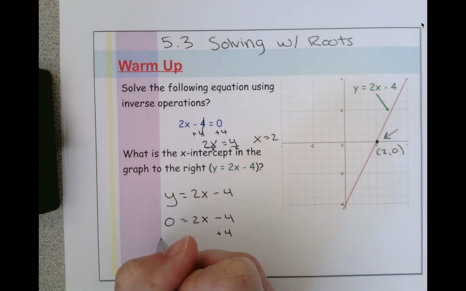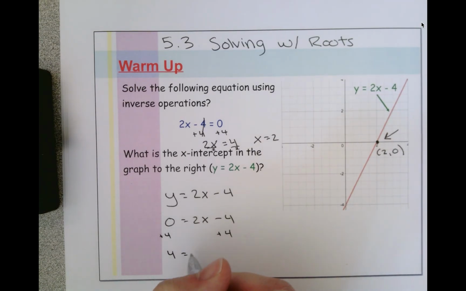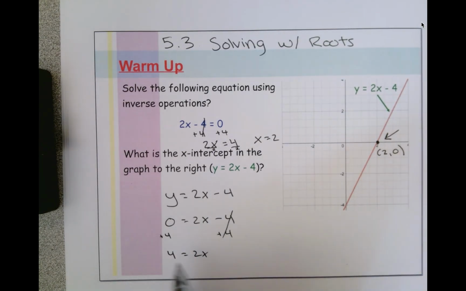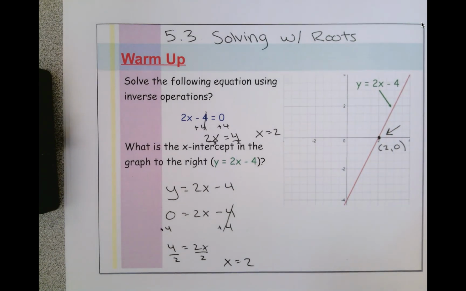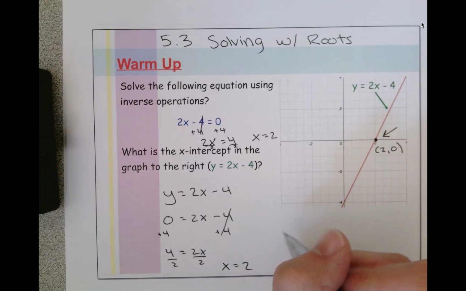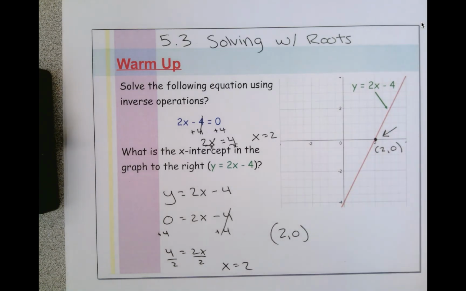We would use inverse operations, add 4, because those two would cancel. 2x equals 4, we would divide by 2. X would equal 2. And what that means in relation to this problem is that our x-intercept would be at the point 2, 0, which we also see on the graph here. Again, all of these problems connect.